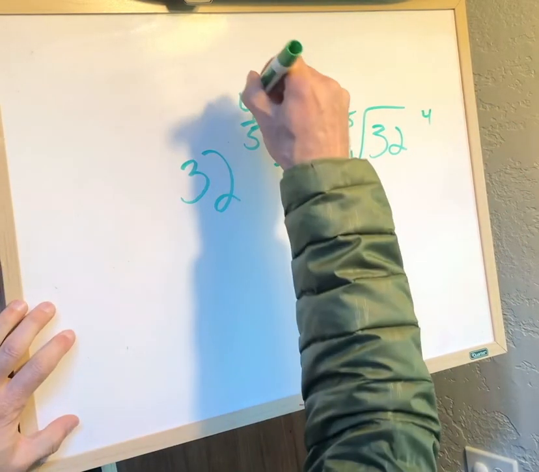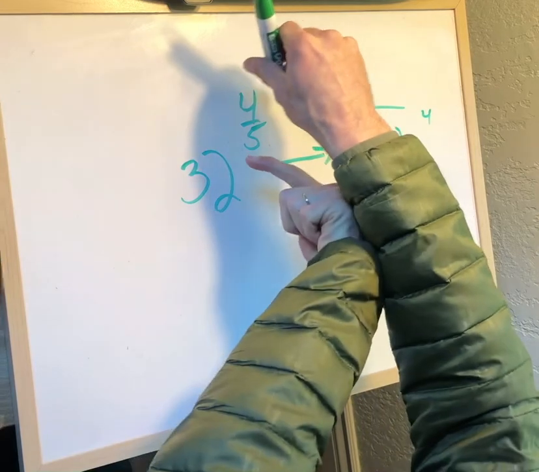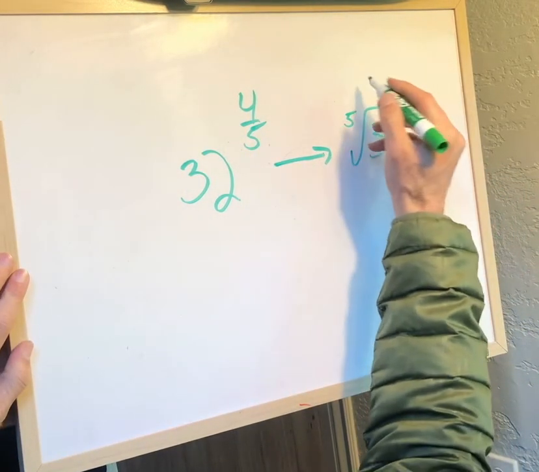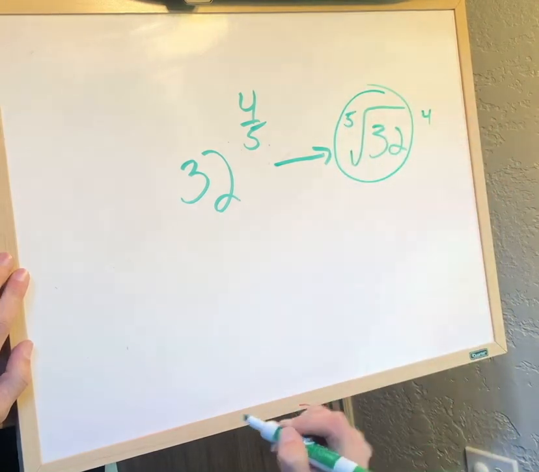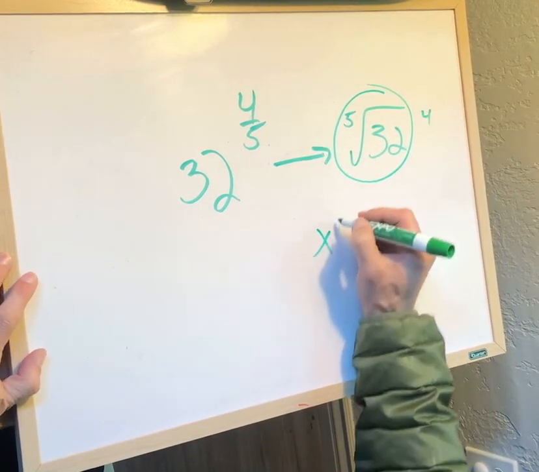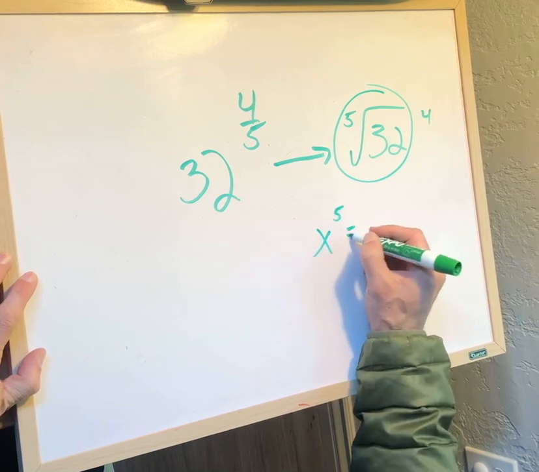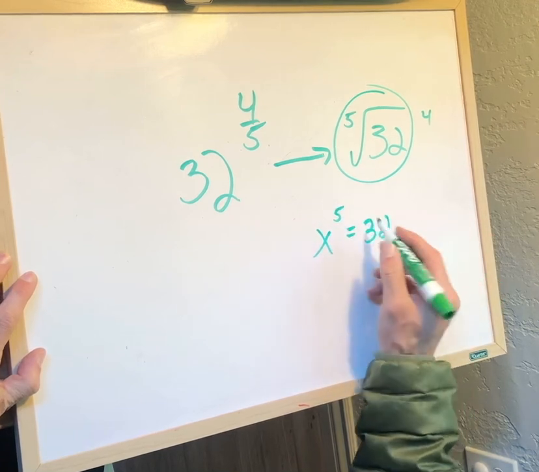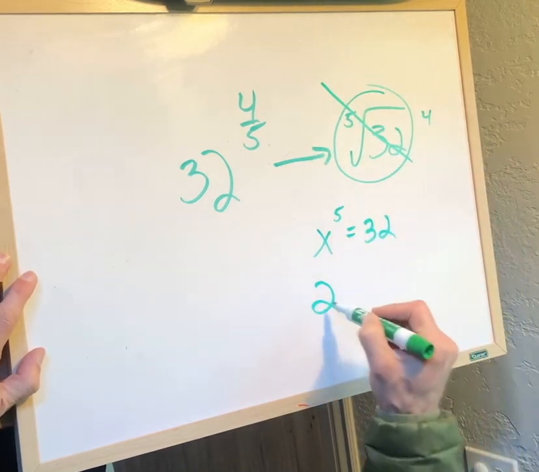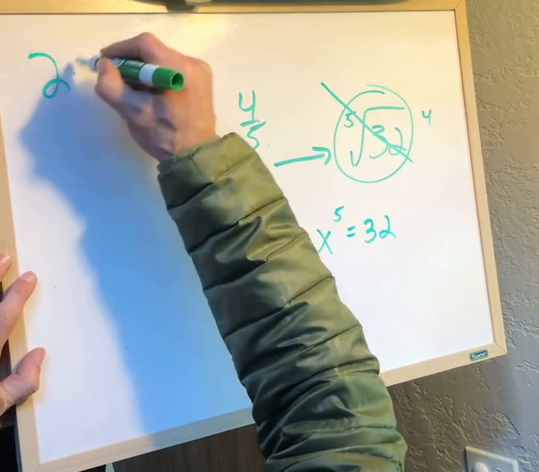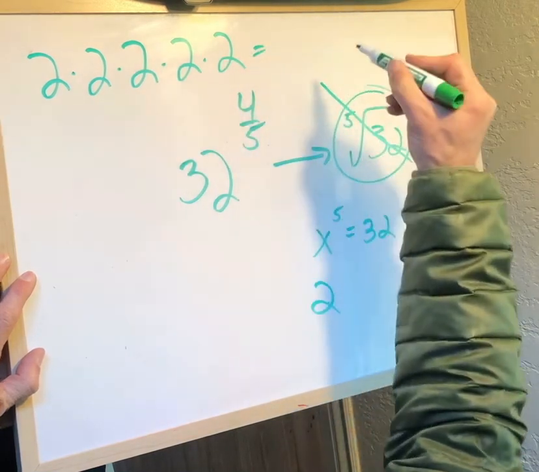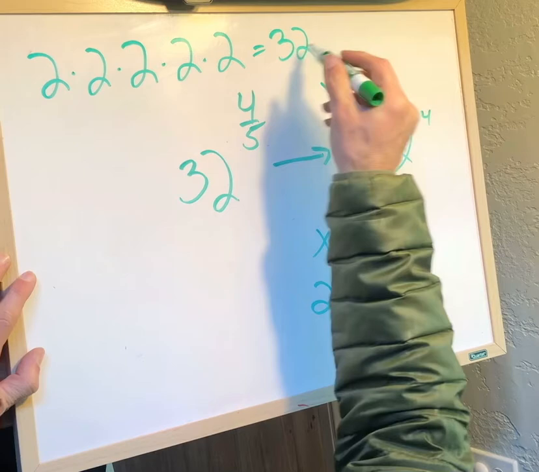Because this 4 drops down, and when it drops down, it shoves the denominator outside the root. So here's your first question. What's the 5th root of 32? What number multiplied by itself 5 times equals 32? The answer is going to be 2. The 5th root of 32 is 2 because, look, 2 times 2 times 2 times 2 times 2 is equal to 32.